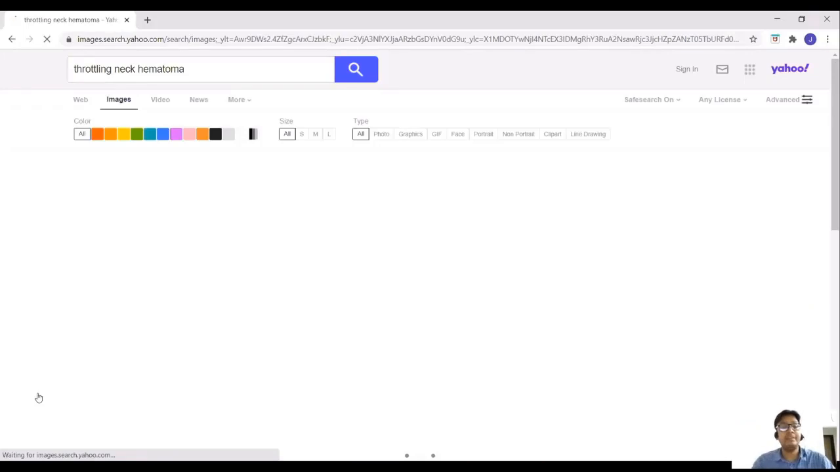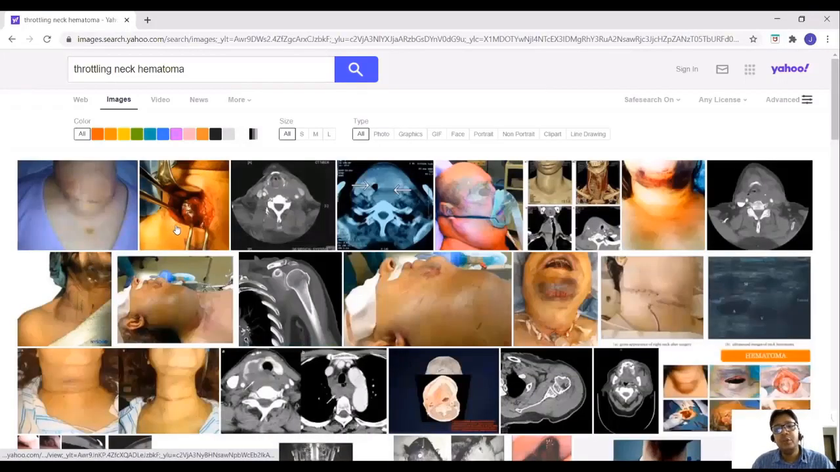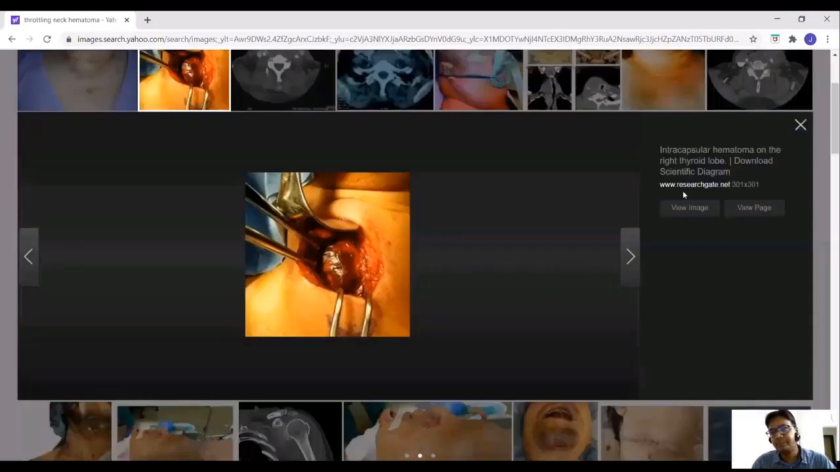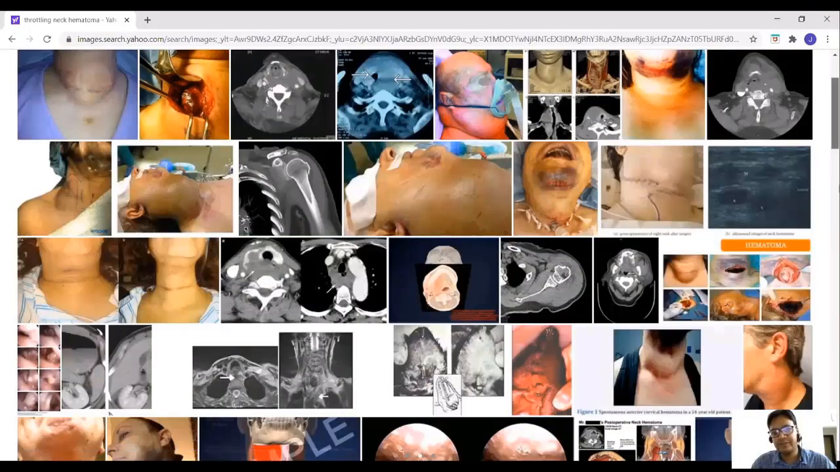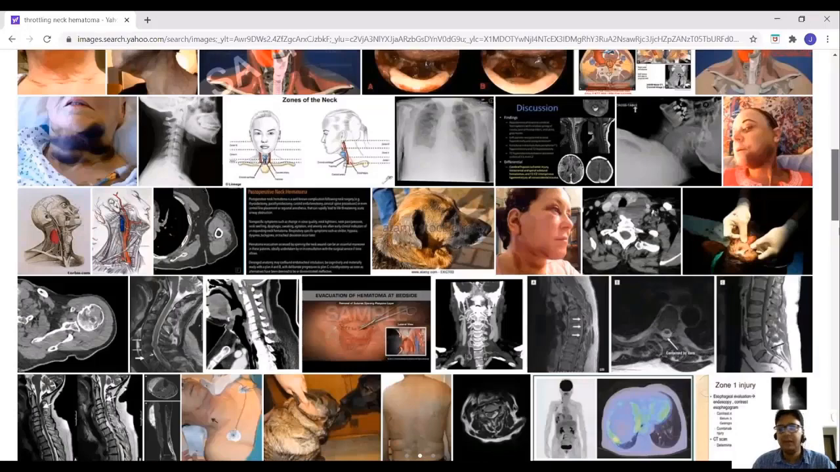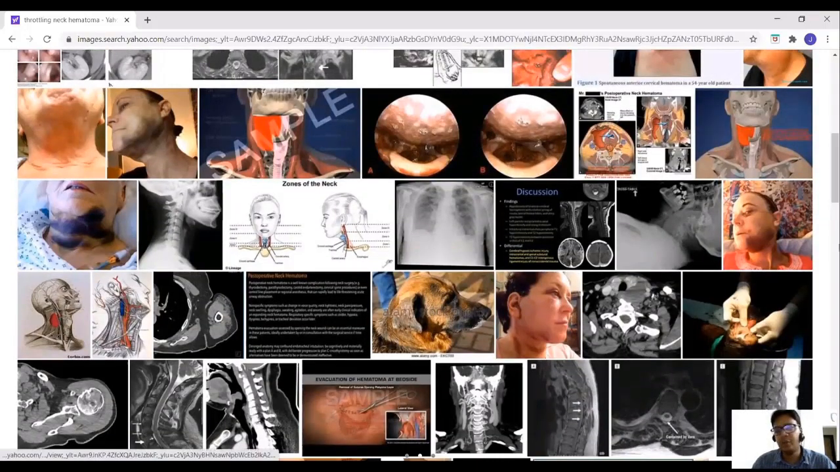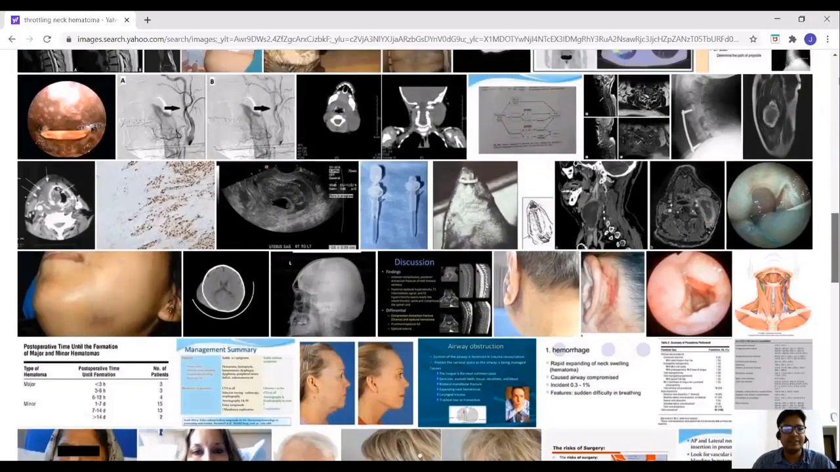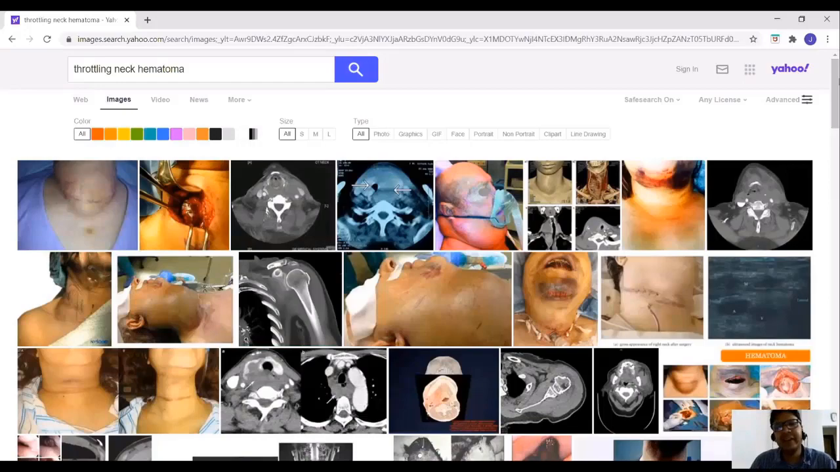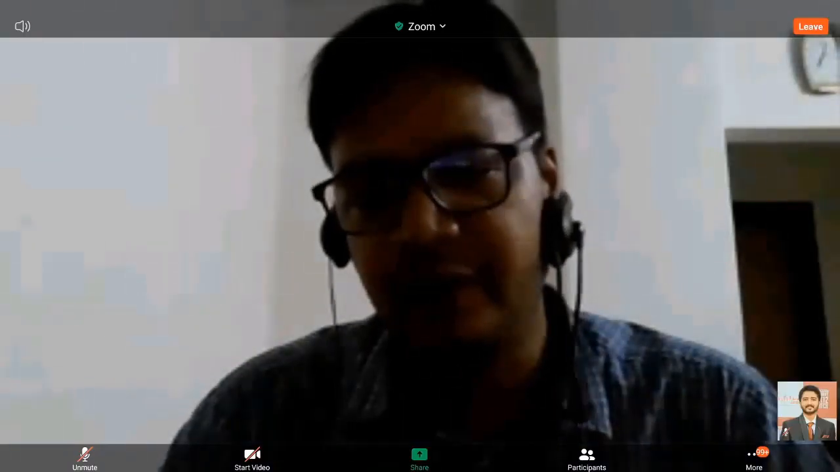Hematoma. So that is a very, very important finding. Be careful. You will find hematoma after strangulation, after throttling, because these are the common findings, hematoma of neck structure. Anyway, sir, that is a very simple way to differentiate.